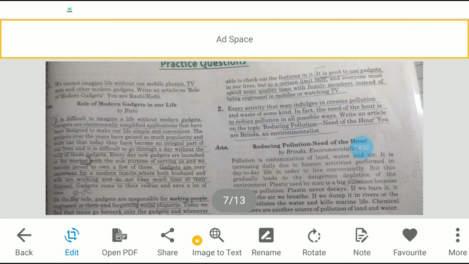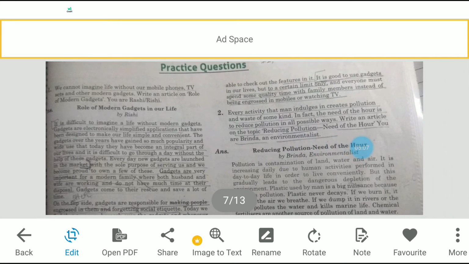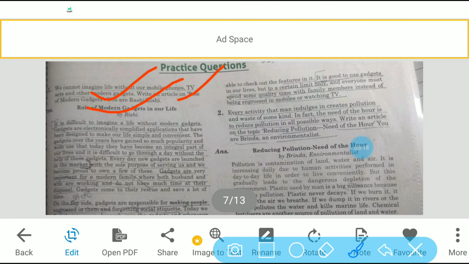Now I am going to give you some practice questions based on article writing. I gave you examples of report writing. Now come to article writing. What kind of question will be asked? For example, we cannot imagine life without mobile phones, TV sets and other modern gadgets. Write an article on the role of modern gadgets.